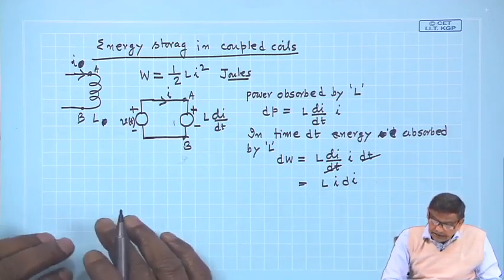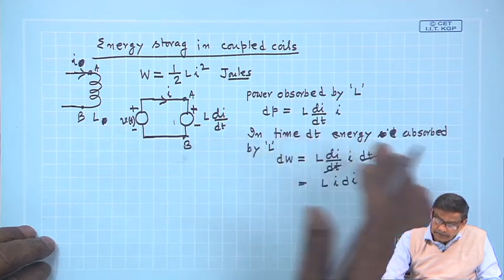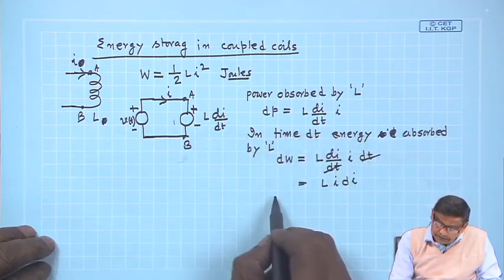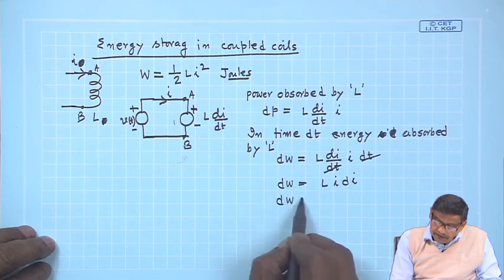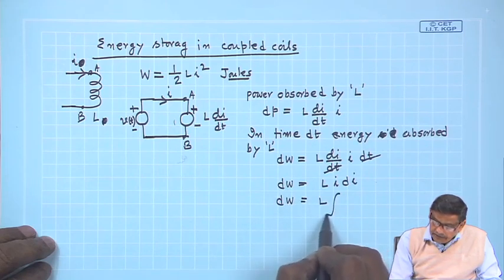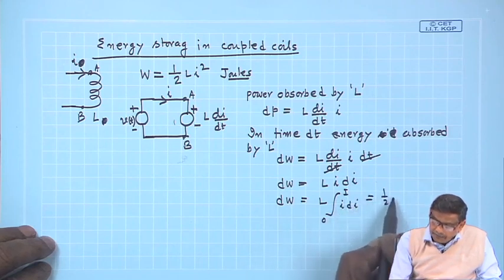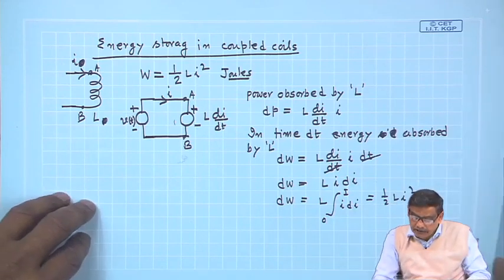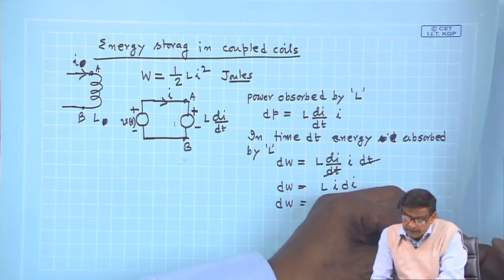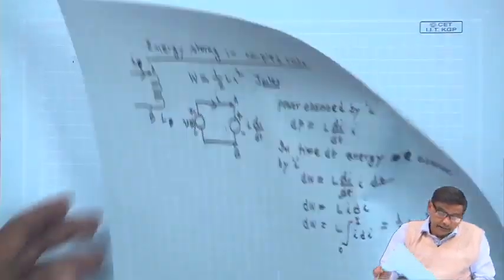Therefore, if you are changing the current from, say, 0 ampere to some certain ampere I, it will be the integral from 0 to I of L I dI, and that gives you half L I square. A very familiar result, you know that. Now, let us see how you calculate the energy storage in a coupled coil.